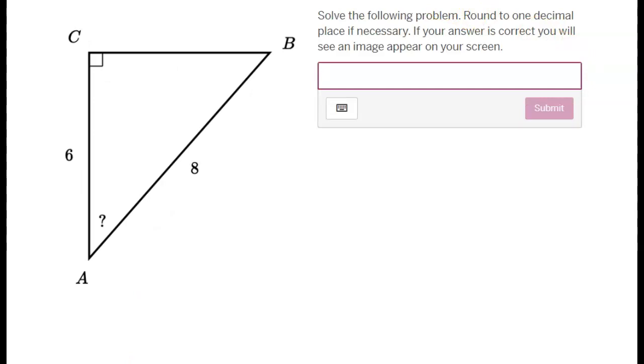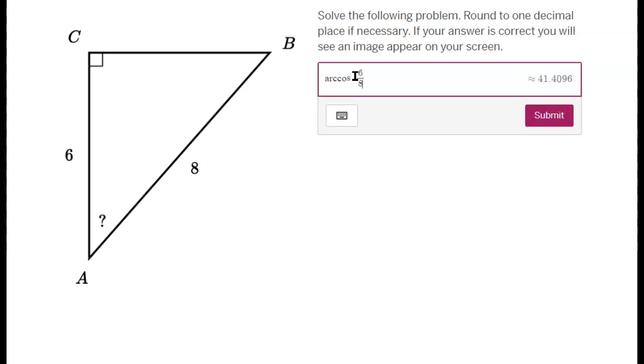Let's go ahead and try another one. In this triangle, I'm again looking for the angle measure for A. If I draw a line from the angle to the opposite side, I notice that I do not have this measurement. I do, however, have the adjacent and the hypotenuse. So I know that I'm going to use arc cosine for the adjacent and the hypotenuse. Then I'm going to plug in the adjacent divided by the hypotenuse. And I see that angle A measures 41.4096.